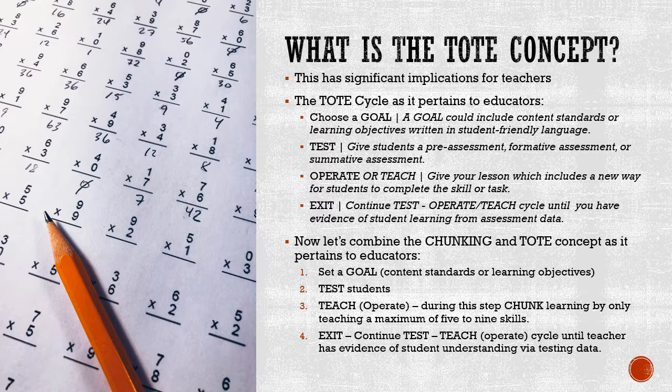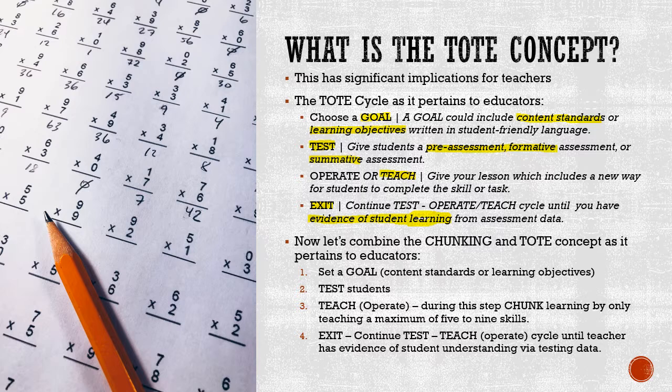The TOTE cycle as it pertains to educators includes, first, choose a goal. Now, for teachers, a goal could include content standards or learning objectives written in student-friendly language. Next, test. Give students a pre-assessment, formative assessment, or summative assessment. Then, operate, or in our case, teach. Give your lesson, which includes a new way for students to complete the skill or task. Exit. Continue the test, operate, or teach cycle until you have evidence of student learning from assessment data.